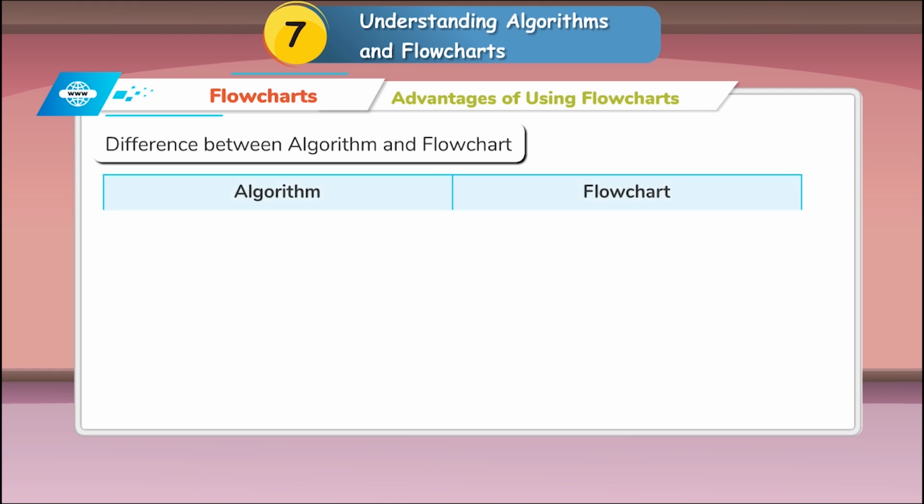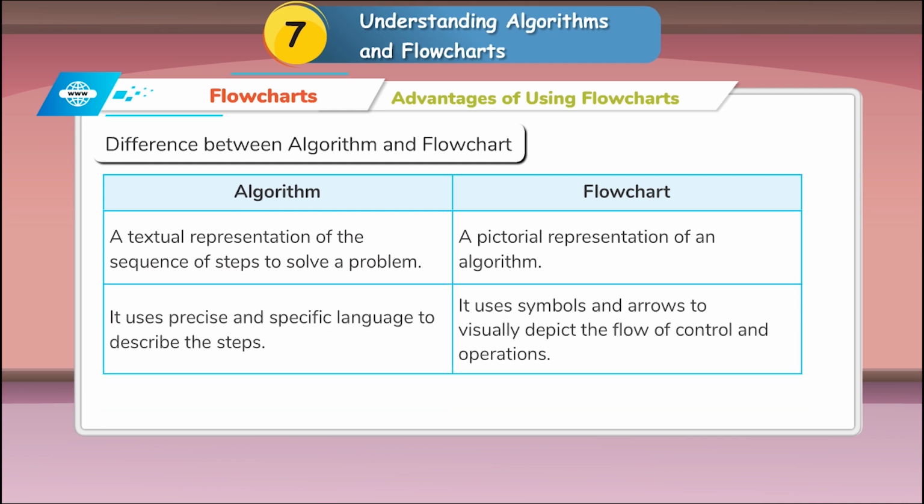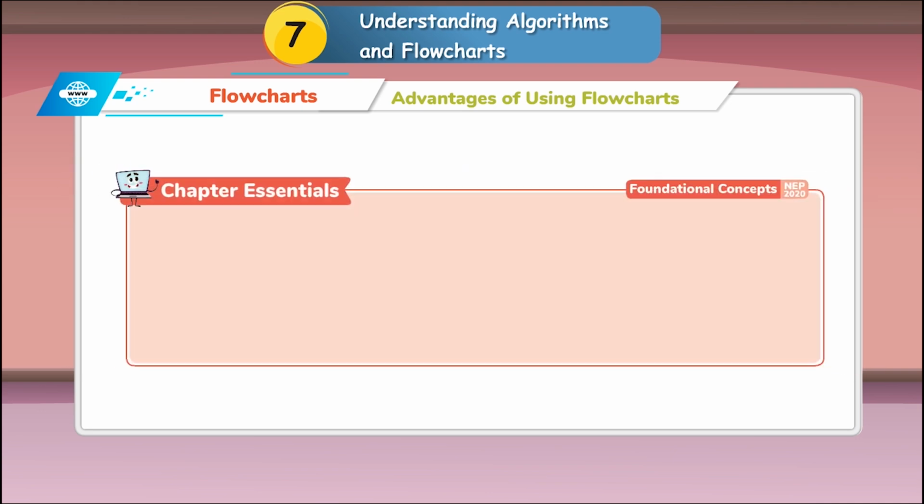Difference between algorithm and flowchart. An algorithm is a textual representation of the sequence of steps to solve a problem. A flowchart is a pictorial representation of an algorithm. An algorithm uses precise and specific language to describe the steps. A flowchart uses symbols and arrows to visually depict the flow of control and operations.